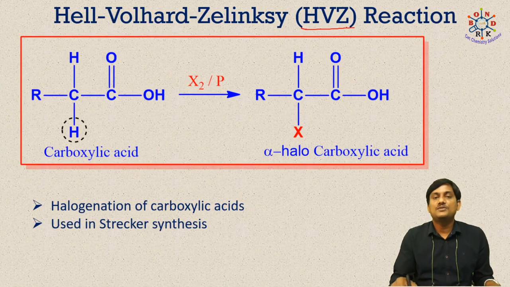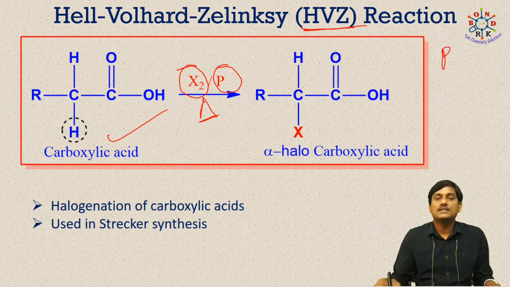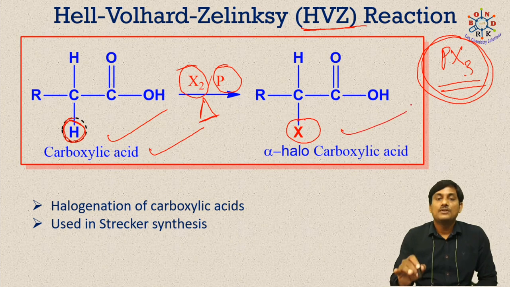Hell-Volhard-Zelinsky reaction, HVZ reaction. Simply, it's an alpha bromination reaction of carboxylic acid. For this, we use halogen and phosphorus. When you heat halogen with phosphorus, there is a formation of PX3. This one is used for the alpha halogenation of carboxylic acid. Simply, in place of hydrogen, there is a substitution of halogen. So carboxylic acid finally converts into alpha halo carboxylic acid. This reaction is used in a Strecker synthesis.